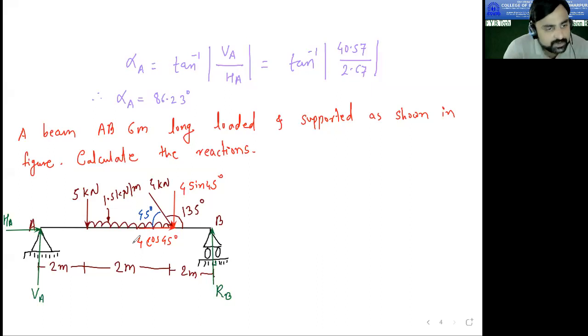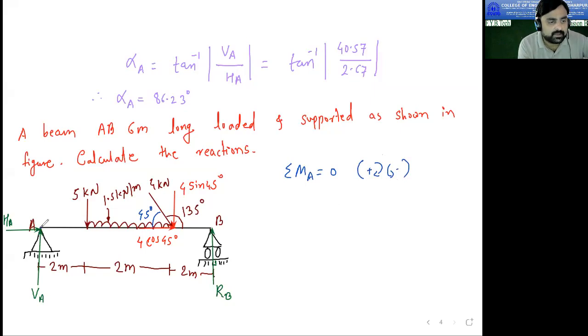Second load is UDL, so no need to resolve. And then the point load of 5 kN. Okay, so now quickly we will take the moment at point A. So I will write the equation, see the equation carefully, and if you are having any doubt, you can ask me. So clockwise positive, anti-clockwise negative when we are taking the moments.